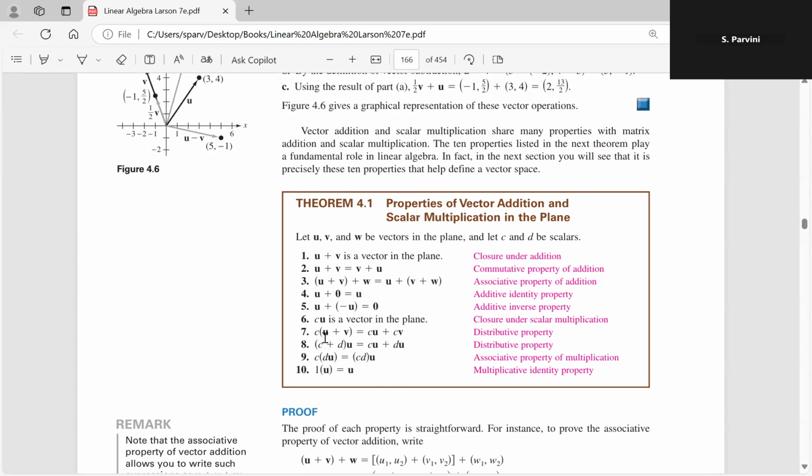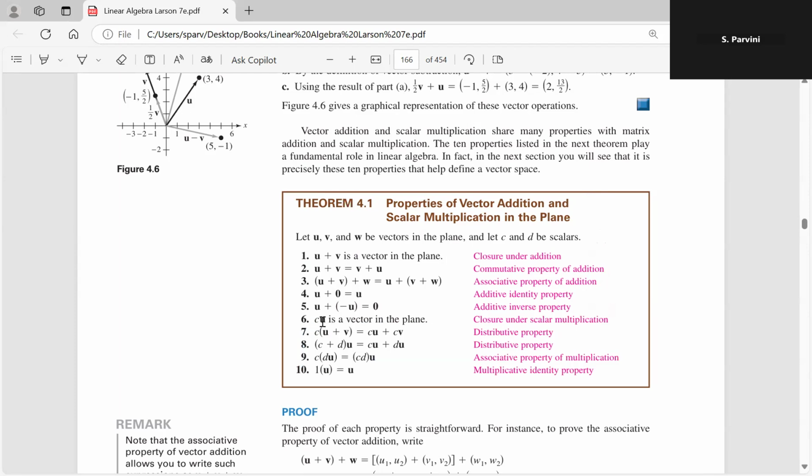So number 6, c. c is a scalar here, right? It's a constant. cu is a vector in the plane. So this is the closure under scalar multiplication. What cu tells us, the closure, is this: if you multiply any vector times any constant you please, you're guaranteed that there's going to be a vector that will match this.